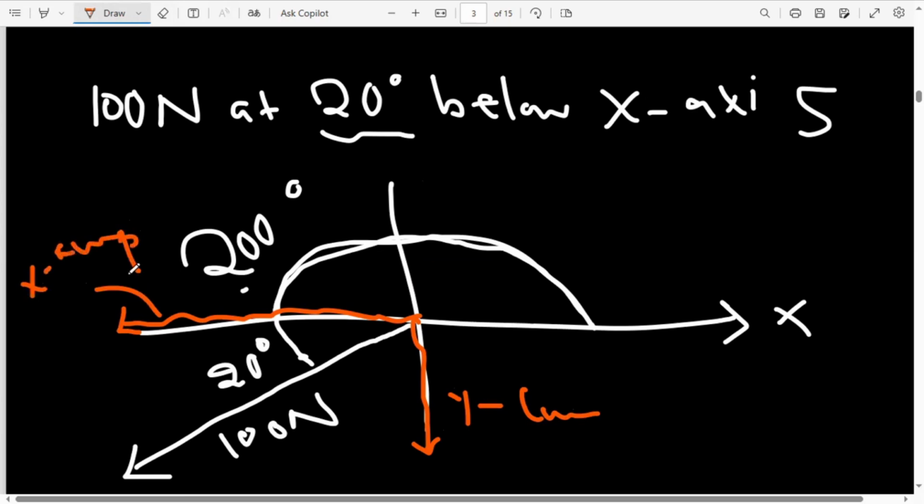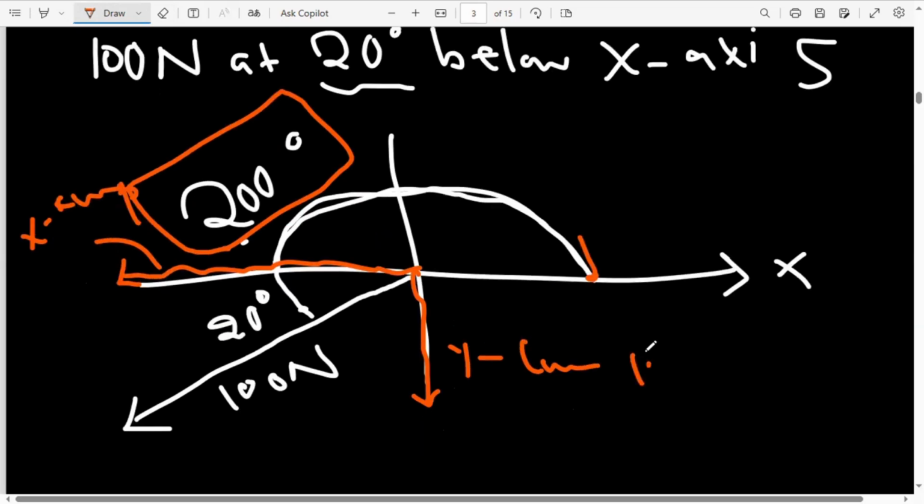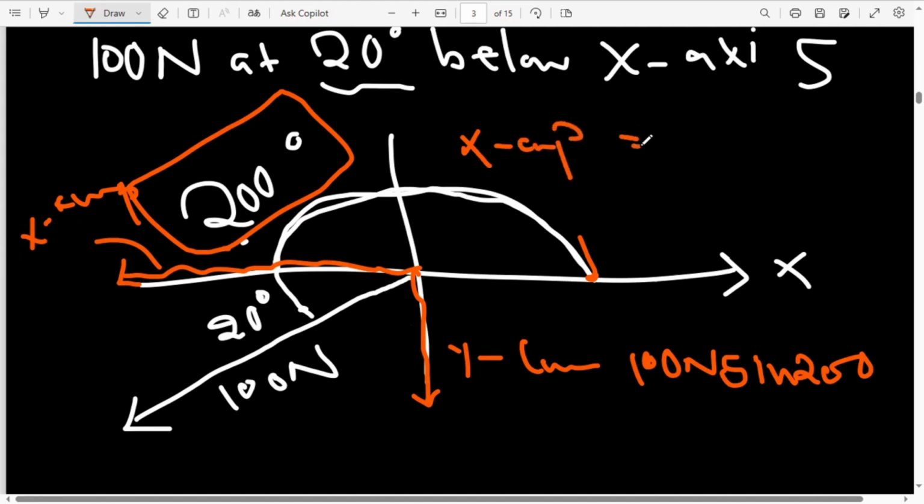So how are we going to find the x component and the y component? We always use the angle from the positive x-axis. Don't use this 20. Use the angle that you get from the positive x-axis all the way up to here. So the y component will be 100 newtons multiplied by sine 200. Then the x component will be 100 cos 200. So we've resolved the first one into its components.